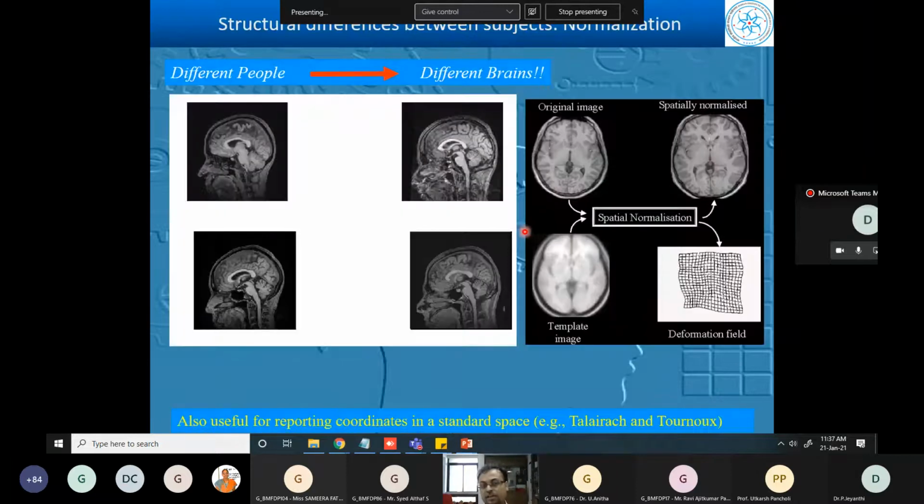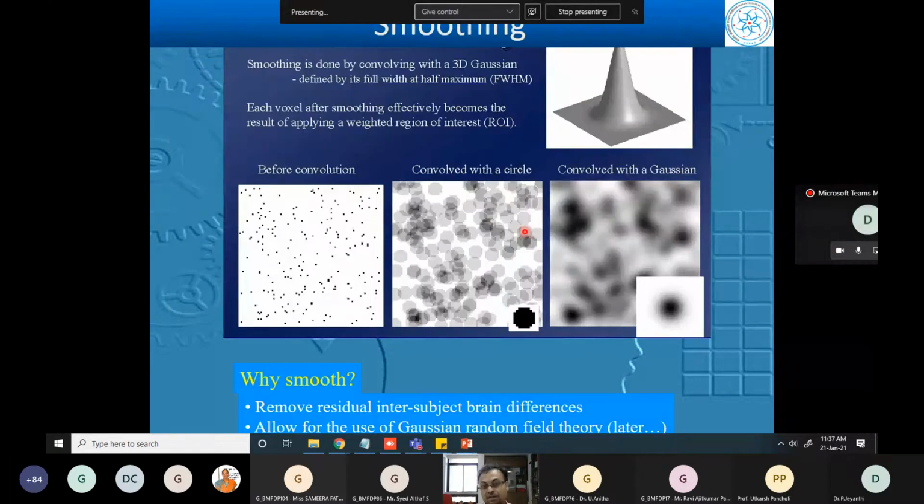We've already talked about spatial normalization. Different people have different brains. It is not about intelligence, but just about the shape. So you have to have a warping or a nonlinear transformation. And finally, we do some sort of smoothing because there are a lot of image processing steps involved.